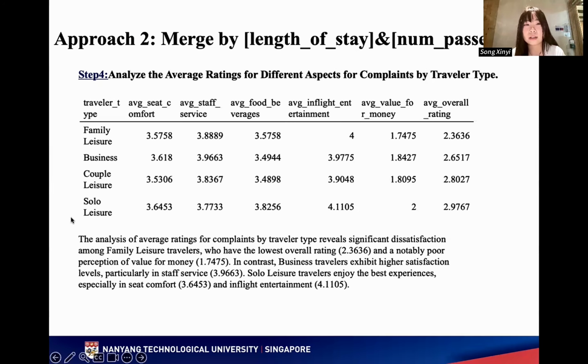Our first step is to analyze the average ratings for different aspects for complaints by traveler type. As we can see, the analysis of average ratings for complaints by traveler types reveals significant dissatisfaction among family leisure travelers, who have the lowest overall rating, 2.3636, and a notably poor perception of value for money. In contrast, business travelers exhibit higher satisfaction levels, particularly in staff services, and the solo leisure travelers enjoy the best experiences, especially in seat comfort and in-flight entertainment.